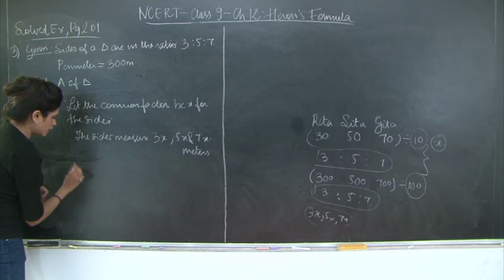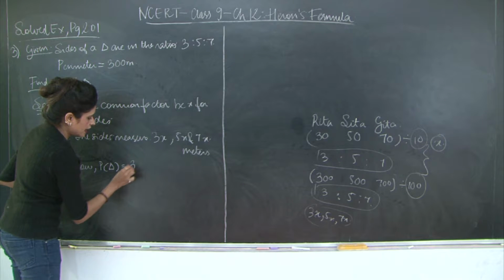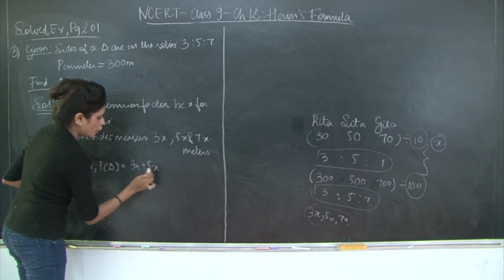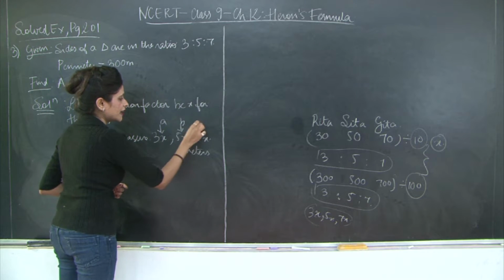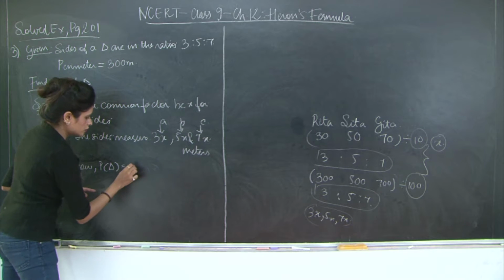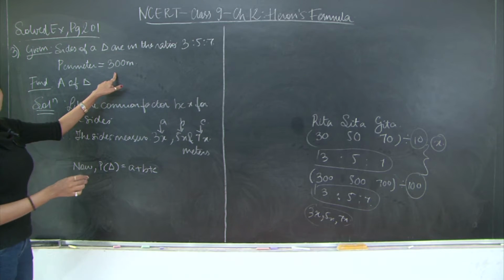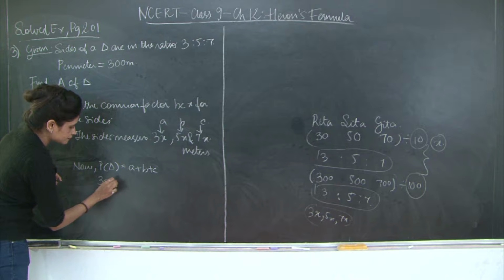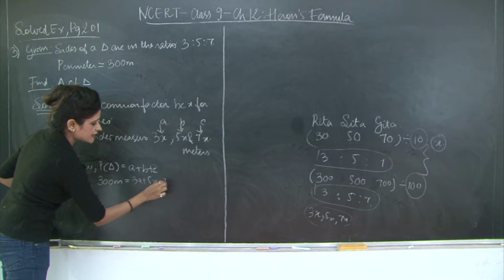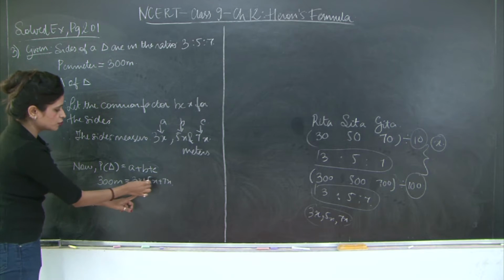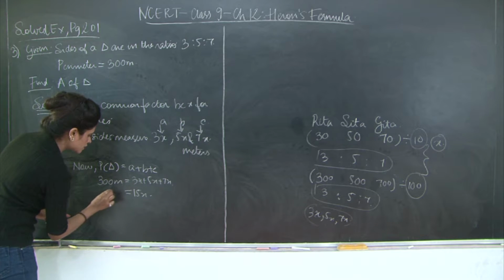So I'll say now, the perimeter of the triangle, let this be side A, let this be side B and let this be side C, is given by A plus B plus C, correct? Now the perimeter is given to be 300 meters, and A is 3x, B is 5x and C is 7x. So 3x plus 5x plus 7x would give you 3 plus 7, 10, 10 plus 5, 15. So 15x is equal to 300.